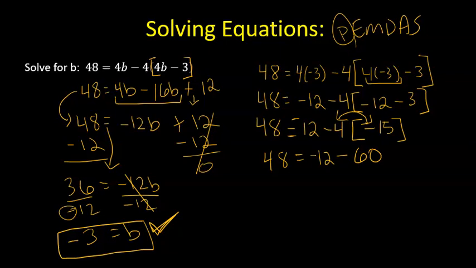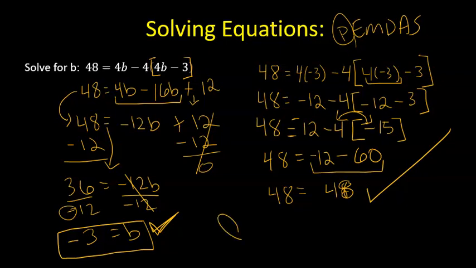I put that into my calculator because I'm running out of steam here, guys. Okay, great. And then -12 minus 60 is 48. I'm going to bring this 48 down. Awesome. All right, sweet. Look, we got it. We got it, guys. Hooray. All right.